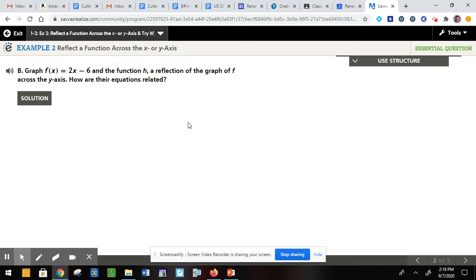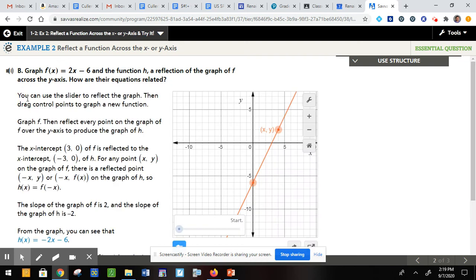So we're going to graph f of x equals 2x minus 6. So the same f function and the function h, a reflection of the graph of f across the y-axis. So instead of reflecting it over the x-axis, we're going to talk about reflecting it over the y-axis. All right, so again, we have the same f function. Y-intercept is negative 6, slope of 2.